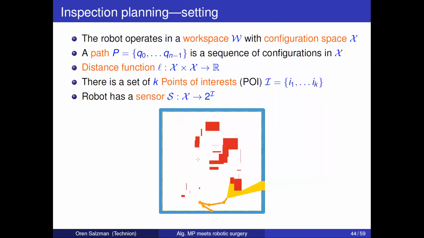So let's try to formalize this problem, since this is one of the non-standard planning problems. We have a workspace and associated configuration space. And what's different here is that we have K points of interest that we want to inspect. And the way we inspect it, we're going to abstract everything about the sensor simply as a mapping between the configuration space to subsets of points of interest that can be seen from a specific configuration. So I'm not going to go into exactly which sensor we're using, just assuming we have this mapping between configurations and which points of interest we can see from these configurations.